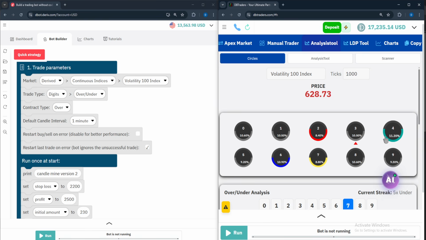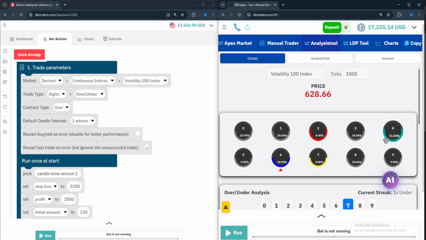So first of all, ensure 7 is below 10.5%, ensure 8 is above 10.7%, ensure 9 is above 12.5%, and ensure 0 is below 8.5%. Now, once you see all those conditions have aligned, what do you do? Another thing to mention, guys: I've said 8 should be above 10.7 and 7 below 10.5. This is what you should also ensure.